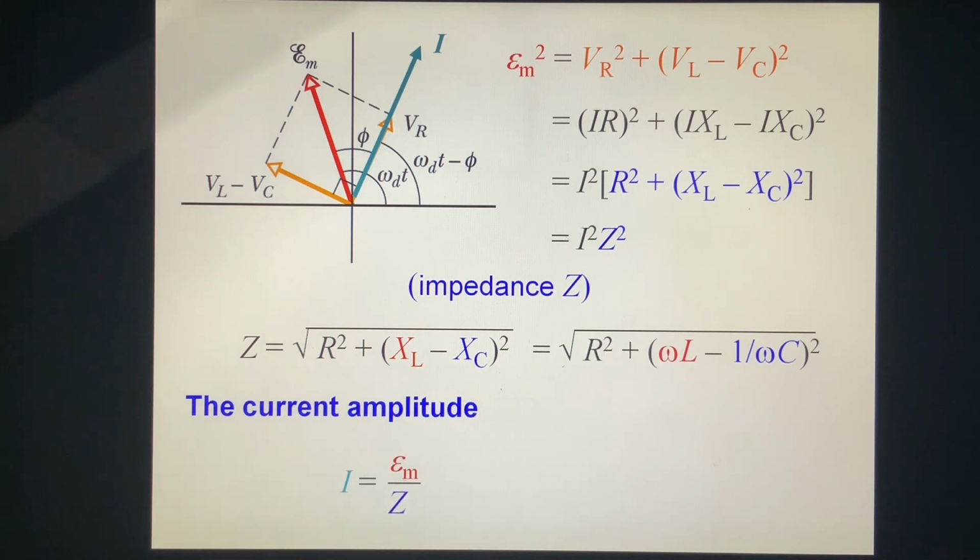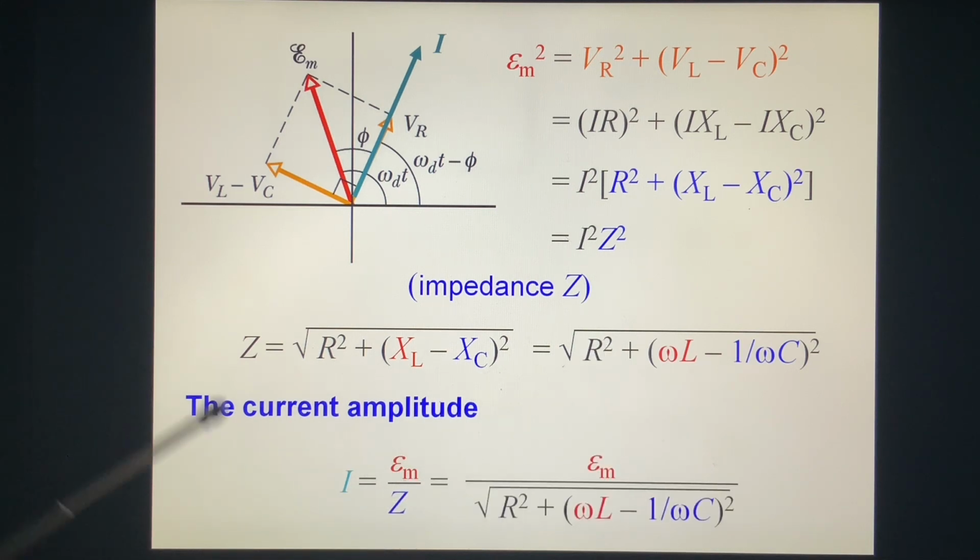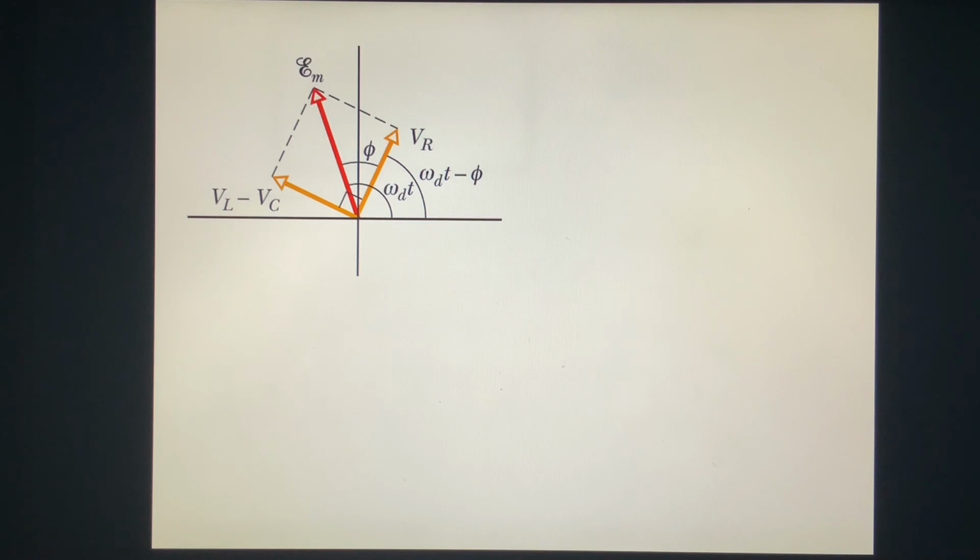Z is this one. So we find the I. We know everything here. Yeah, this is I. Next, we want to find the phi. Now, we look at this triangle. We want to find phi. We see the tangent of phi equal to this one, VL minus VC over VR.